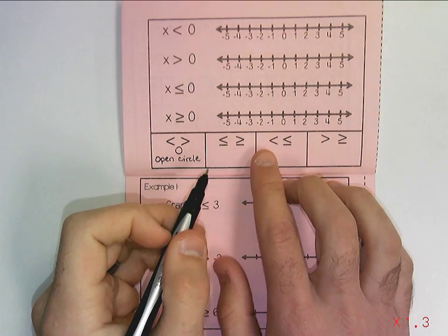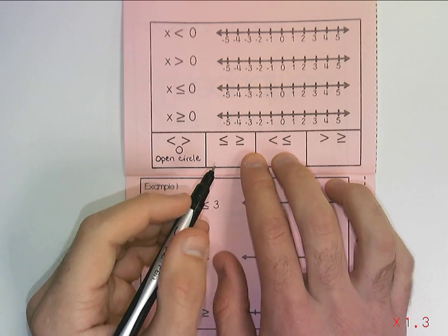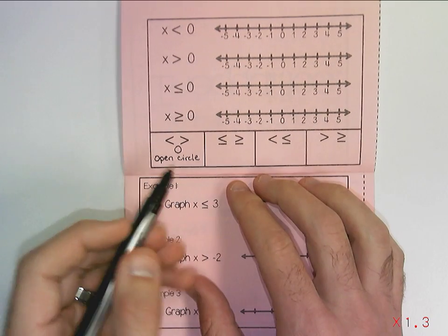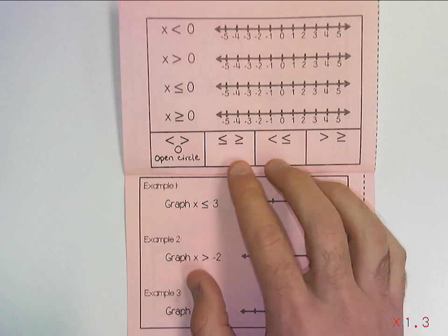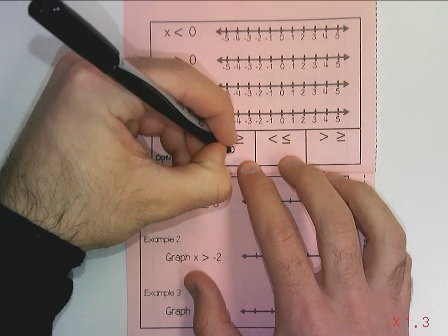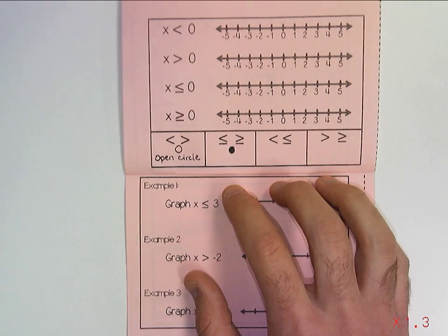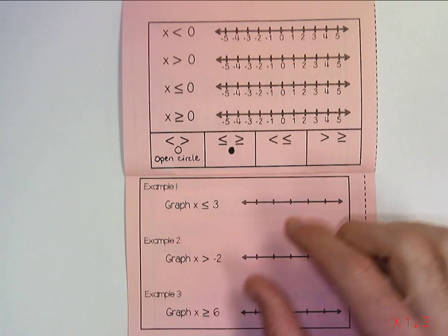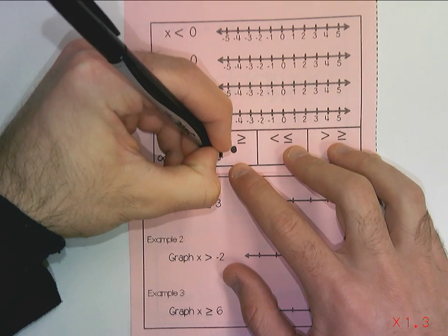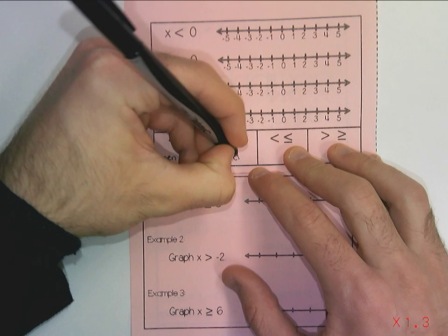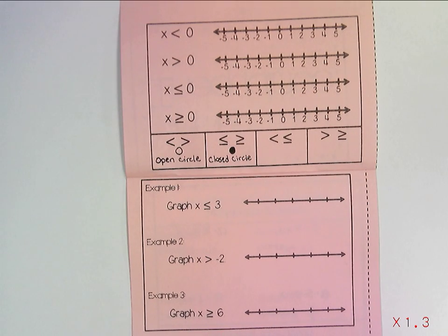And that leads us to our next step here then, which is less than or equal to and greater than or equal to. So unlike the less than and greater than symbol, we have to use a closed circle here, to signify that we're including whatever number is in our inequality. So this would be a closed circle. Closed circle when you're dealing with less than or equal to or greater than or equal to.